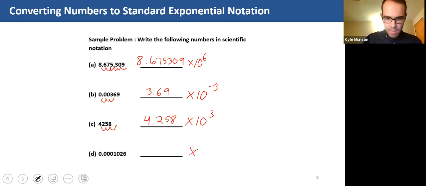All right, so last one here. I'm just going to set up my times 10 here already. We're going to start here at the decimal. We're going to move over 1, 2, 3, 4 places. We moved 4 places to the right, so that's a negative number. And this is going to be 1.026. Again, we have one number in front of the decimal point that is greater than or equal to 1, any number of digits after the decimal point, and we have our exponent here that we're working with.